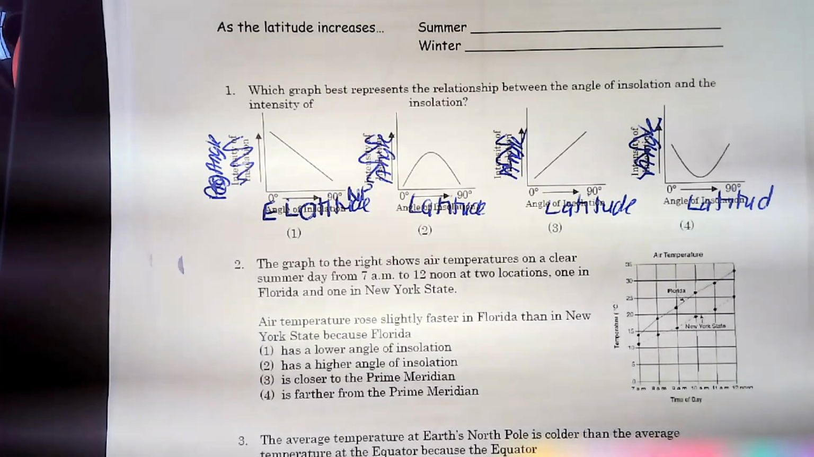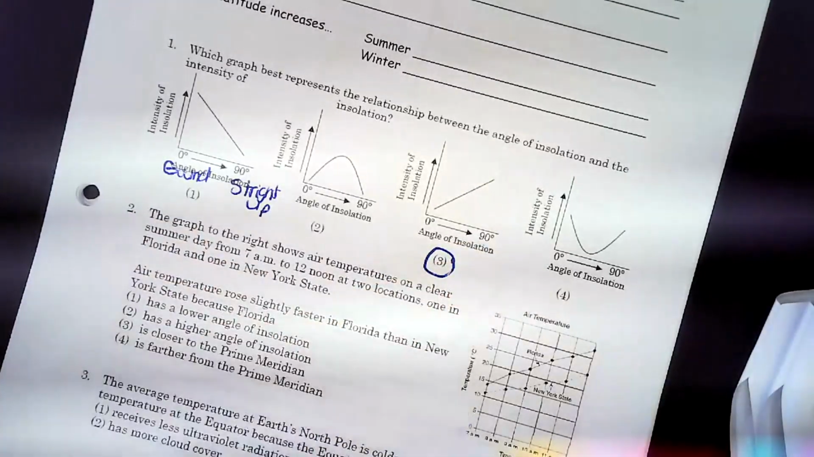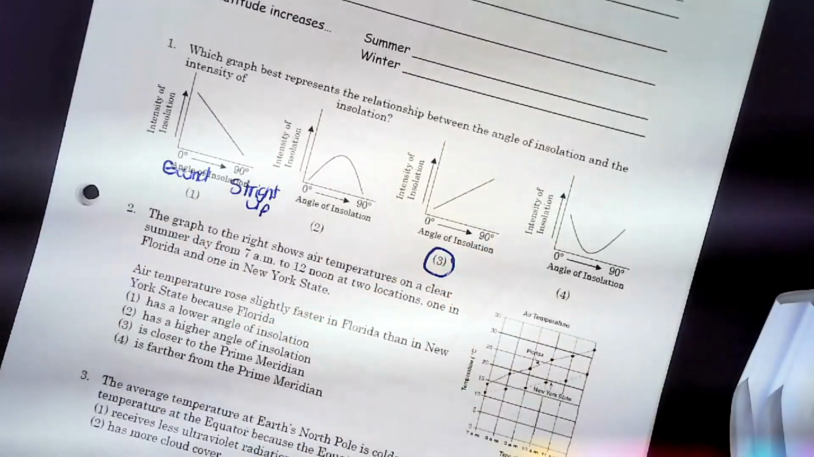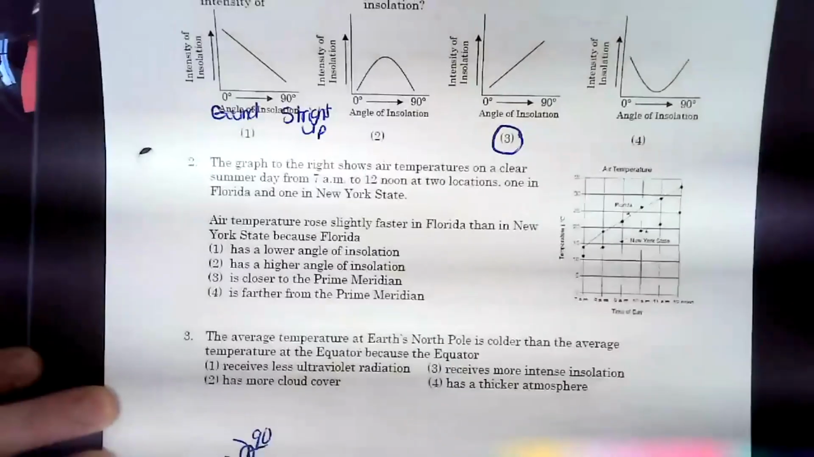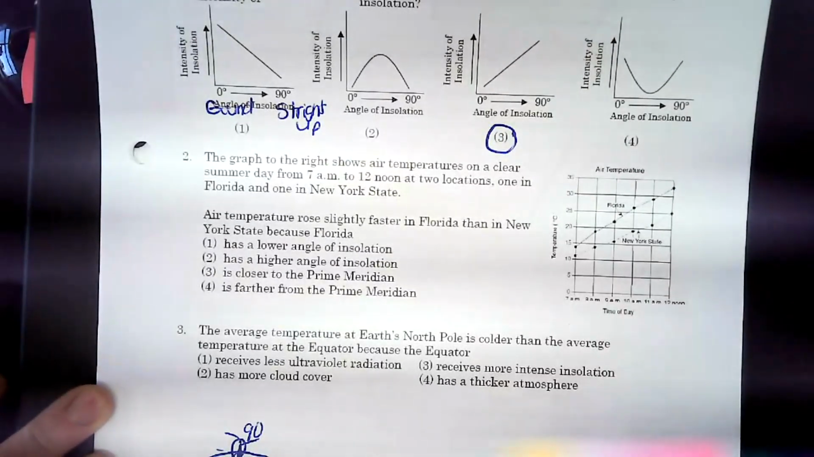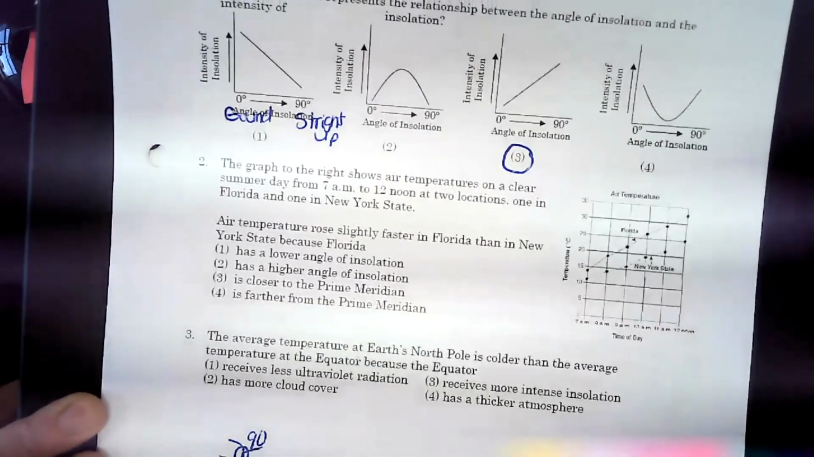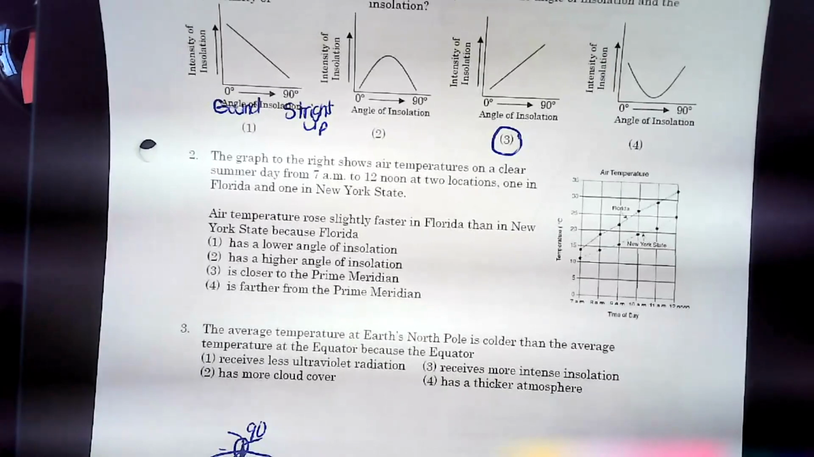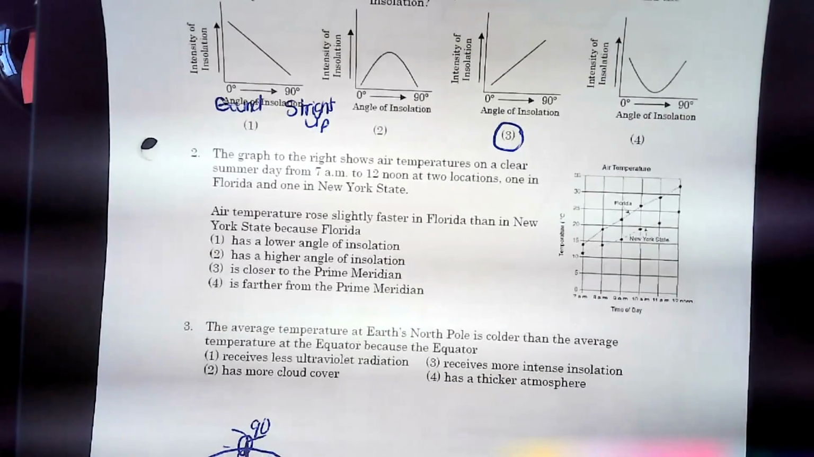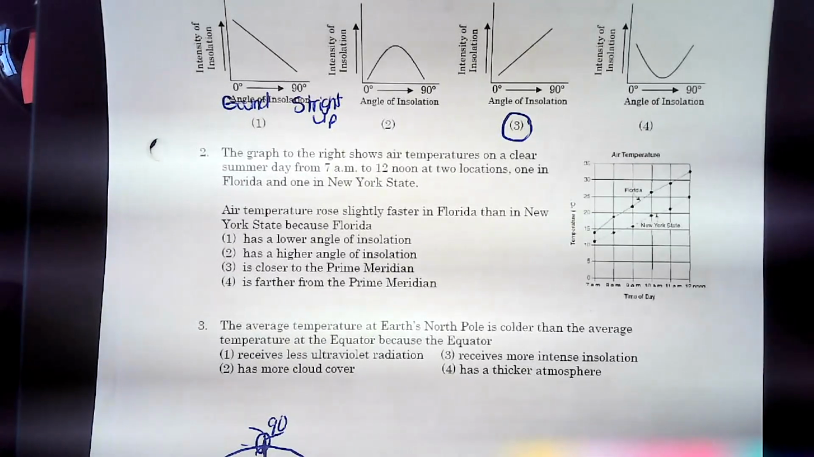All right, so back to the original one. The answer you should have picked on question 1 would have been 3 without changing anything. Now the next one. The graph to the right shows air temperatures on a clear summer day from 7 a.m. to noon at two locations, one in Florida and one in New York State. Air temperature rose slightly faster in Florida than New York State because Florida... You know Florida gets warmer.